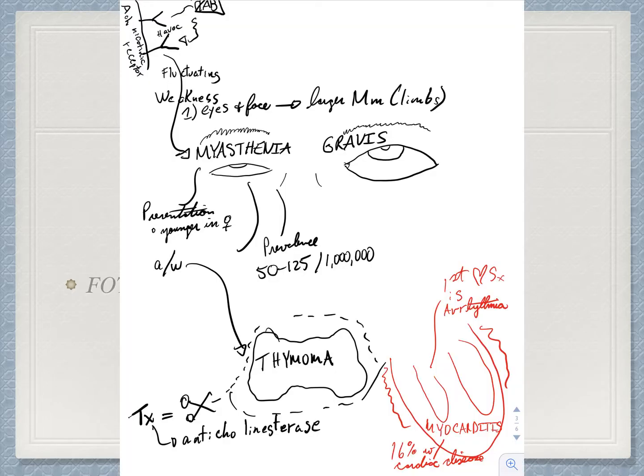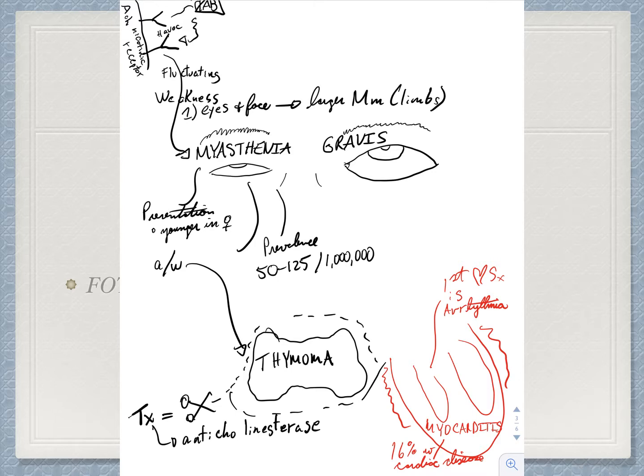Myasthenia gravis. Here's the drawing once again. Up left, acetylcholine nicotinic receptor. So there's antibodies directed to these receptors. This affects mainly the eyes and the face and may go on to larger muscles like the limbs. With fluctuating weakness, there you can see the patient with ptosis. He's already tired of the repetitive use of his eyelids.